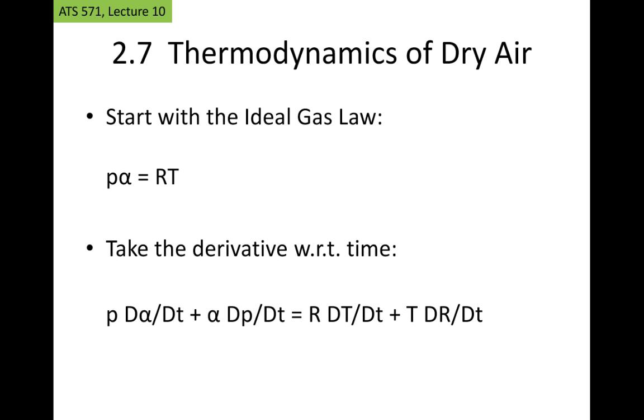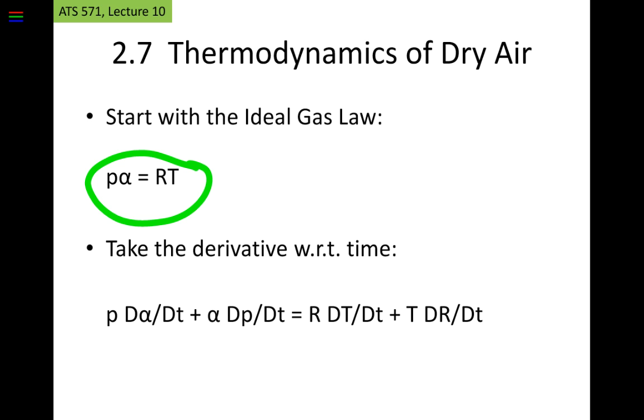So for example, we can start tying that together with a way of thinking about the thermodynamics of dry air. Let's start with this form that we have of the first law of thermodynamics. p alpha equals RT. That's just like p equals rho RT, except we divide it through by rho. And since alpha is 1 over rho, that's no big deal.